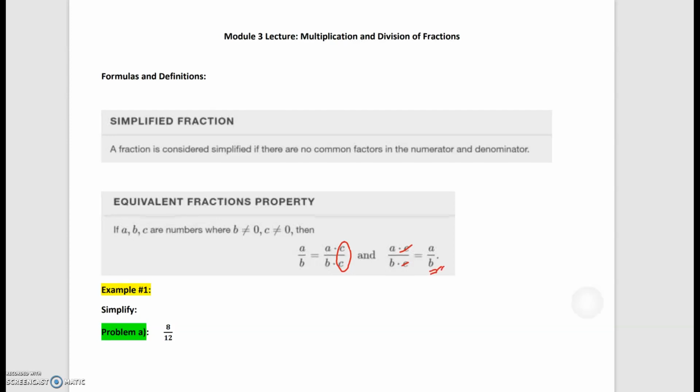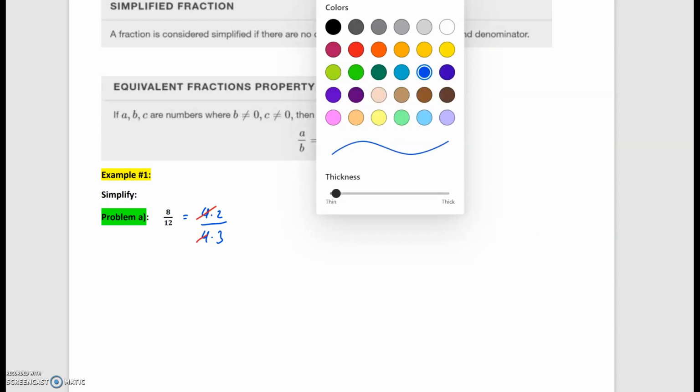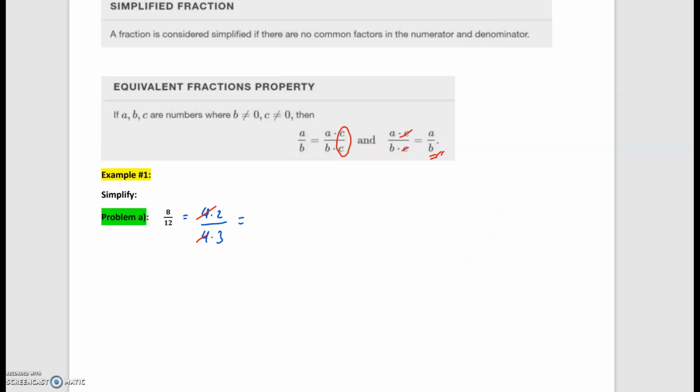So for example, if we look at example 1, problem A, and they want you to simplify this given fraction, one step could be that we could actually write it as follows. So I'm looking for common factors of 8 and 12. So you could say that, well, 4 times 2 and then 4 times 3. And then the basic idea is we're going to cancel common factors. In this situation, we can cancel the 4s. And our final answer is going to be 2/3.